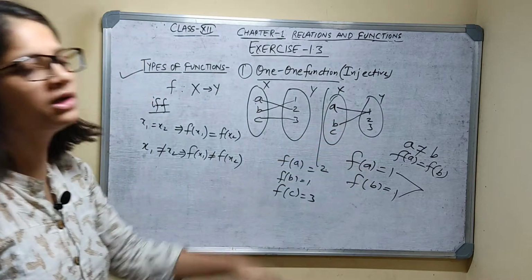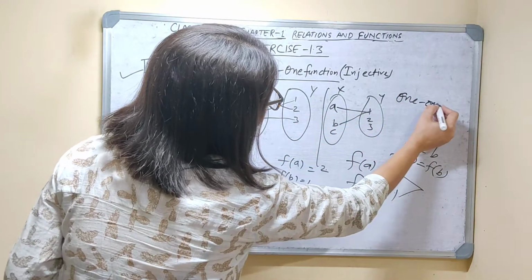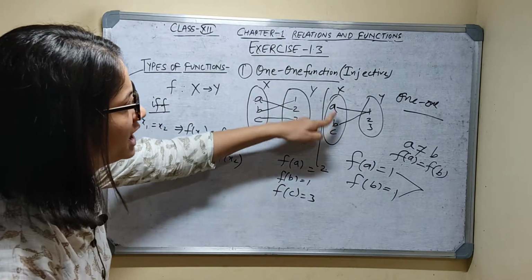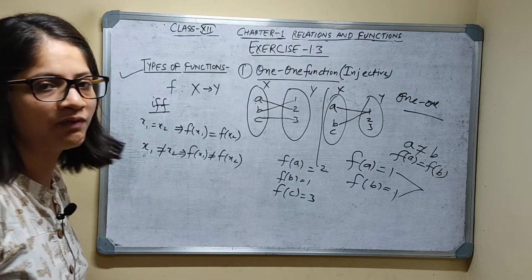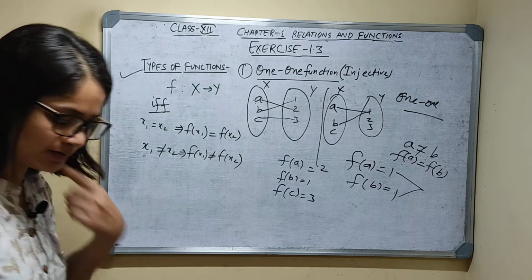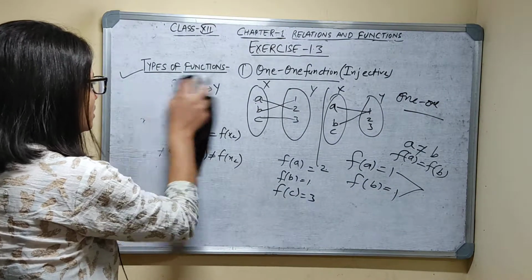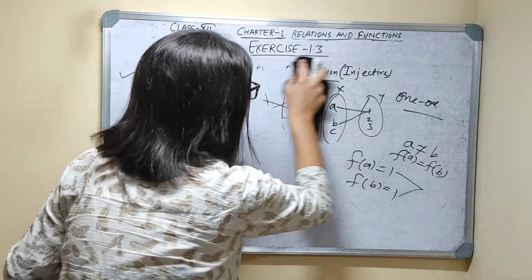So it is not 1 to 1. It is many to 1. A and b both are related to 1, both have their images as 1. So I can't say that this function is 1-1 or injective. Is it clear? Now, 1-1 function is clear. Now many-one function.